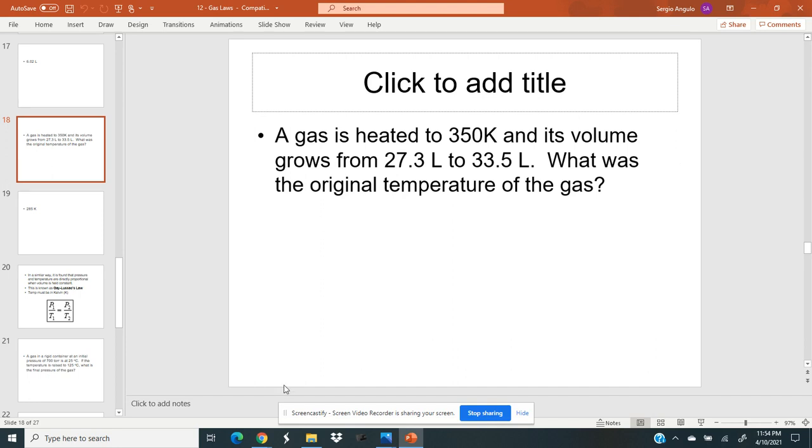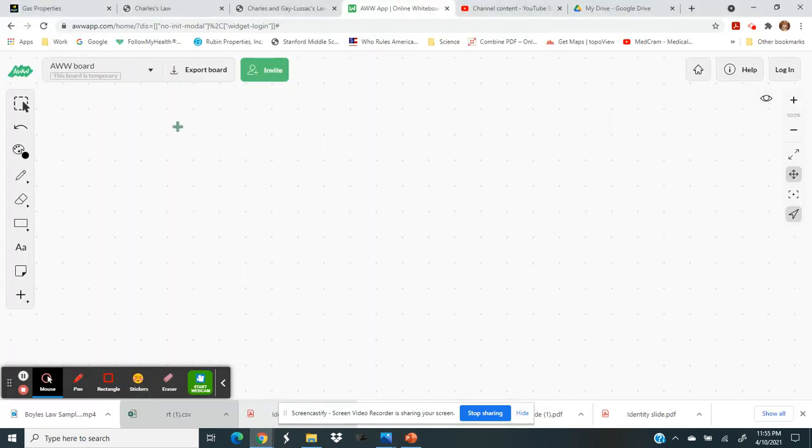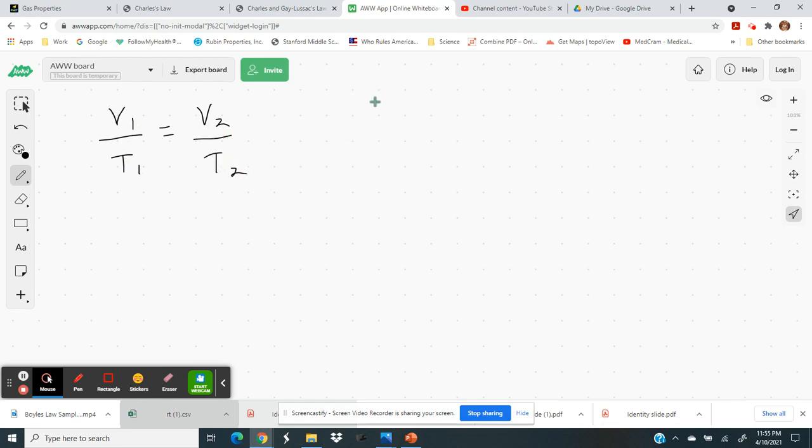I need to go to the problem over here. I'm going to write a reminder here. Our equation is V1 over T1 equals V2 over T2. And I'm just going to write these down here: V1, T1, V2, T2. So we can go ahead and do these.